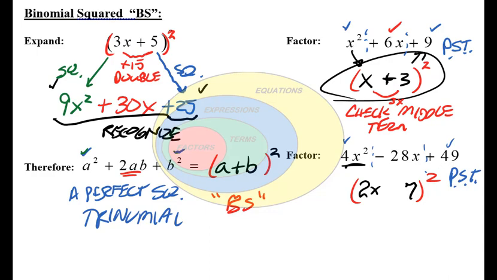So now my middle term, if you notice, is a negative 28. And if you multiplied these, you would get a positive 14x doubled. So I need to make this a negative 7 so that my middle term ends up being negative. So this would be a negative 14x, and if I double it, I do get the middle term.